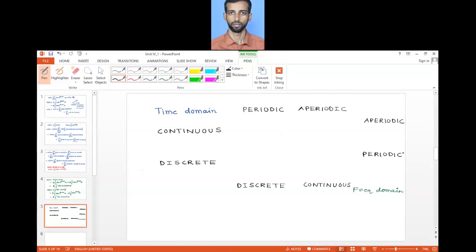For example, we have already mentioned that this Fourier series representation is applicable whenever the signal is periodic in the time domain. If the signal is periodic in the time domain, then only we can go for the Fourier series analysis. It can be a continuous time Fourier series if the time domain signal is continuous, and a discrete time Fourier series if the time domain signal is discrete. But as long as the signal is periodic in the time domain, we always go for the Fourier series representation.